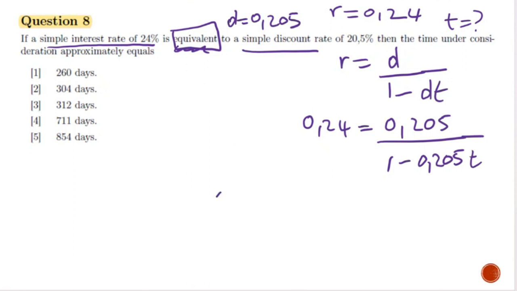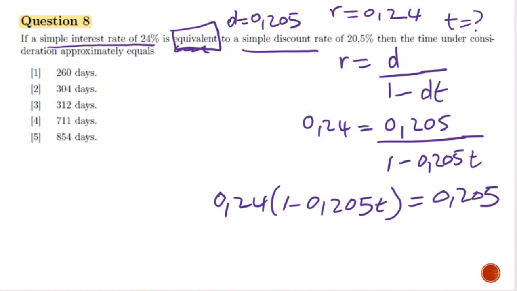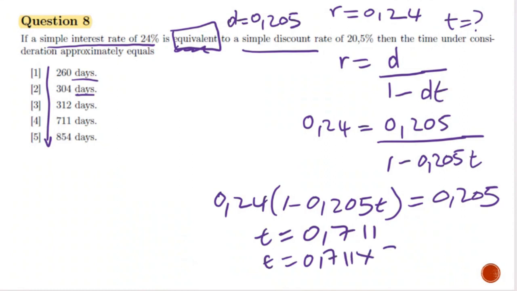Here, what you do is just rearrange. You've got 1 minus 0.205 T is equal to 0.205. I am not going to do the arithmetic part. Your answer then is T is equal to 0.711. But you don't see anything like that among the options. This is just a fraction, a unit. Your answer is required in days, so you multiply 0.711 by 365 because your unit is days, and then your answer is 260.